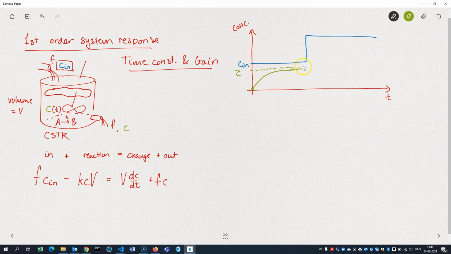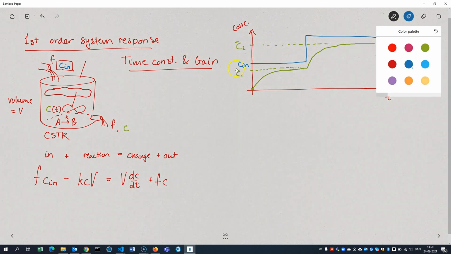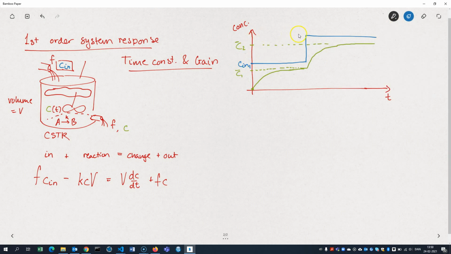But then what happens when the input concentration suddenly increases? Well, a new change will start off, maybe something like this. At a new level, a new steady state level will be realized. So let's call that C bar 1 and C bar 2, and we can call the inputs Cin1, and this level up here is Cin2.